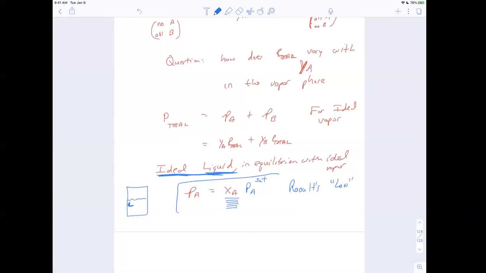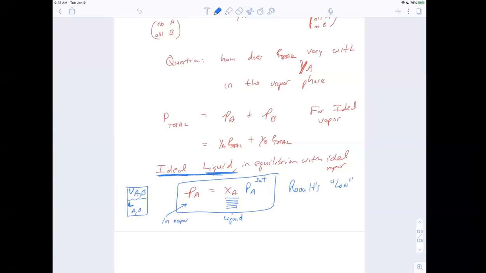So write it down. What this is saying is that if I have liquid vapor equilibrium, and if I have A and B in the liquid and A and B in the vapor, the partial pressure of A in the vapor is related to the mole fraction of A in the liquid. That's very important to keep in mind. This is not Y sub A, it's X sub A.